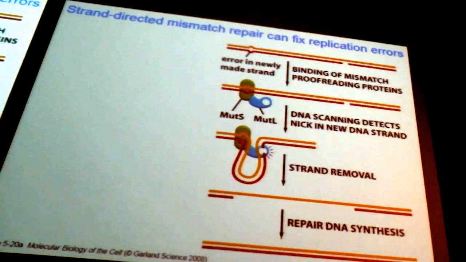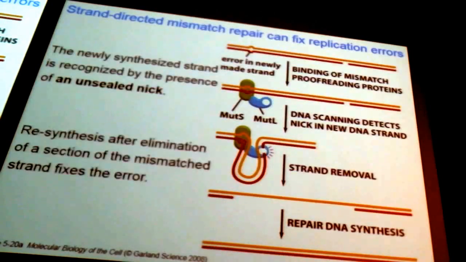Okay? So the bottom line is to first recognize which is the newly synthesized strand. It's newly synthesized because there's a gap, the ligase hasn't sealed it. Remove that and then fix the base pair. The resynthesis will fix the error. The unsealed nick is the clue for which is the new strand.